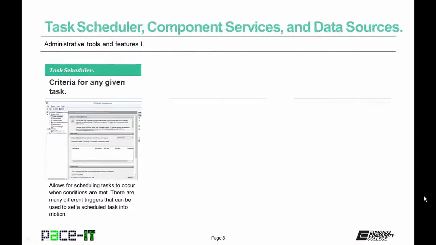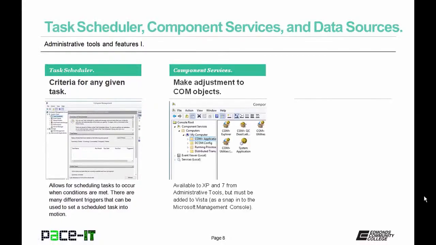Now let's talk about Task Scheduler. This allows the user to schedule tasks to occur when certain conditions are met. There are many different triggers that can be used to schedule a task, and once that criteria is met, the task happens. Component Services allow the user to make adjustments to COM objects. It's available in Windows XP and 7 from Administrative Tools, but if you're using Vista, then you need to add it as a snap-in into the Microsoft Management Console.